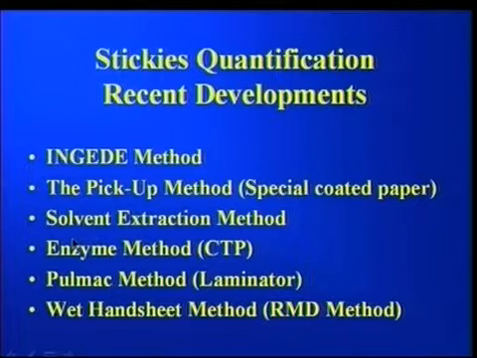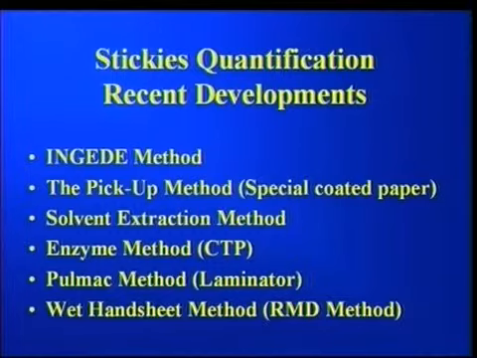Some people try to use the solvent extraction method. As I said earlier, many stickies dissolve in solvents like dichloromethane and trichloroethylene and so on. So you can use the solvents to dissolve out the stickies and get an estimate of how much stickies are there in a given sample. Another method is the enzyme method, whereby you convert the cellulose fibers into glucose using the cellulase enzyme, and subsequently go through the screening process to count the macro stickies and micro stickies.